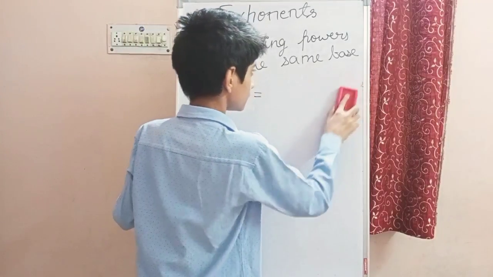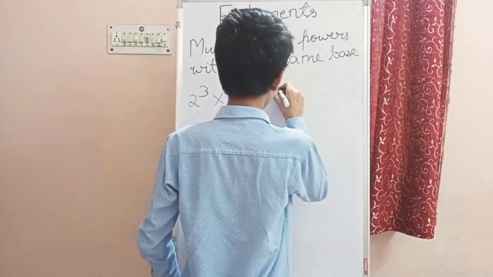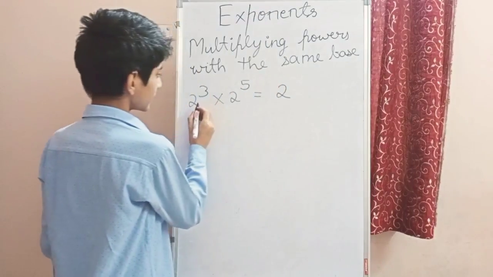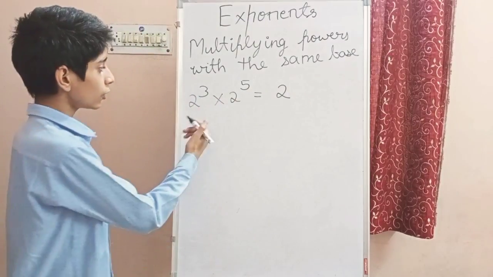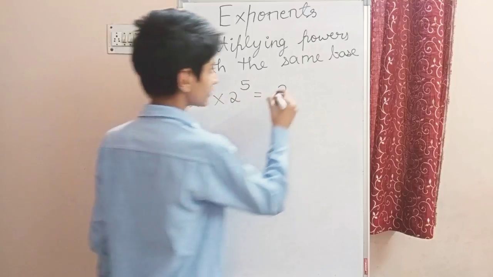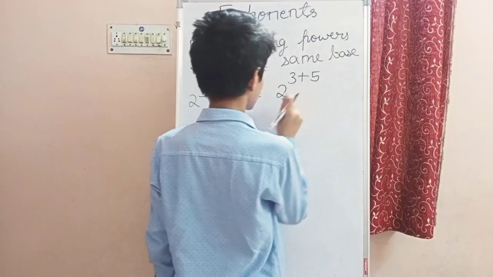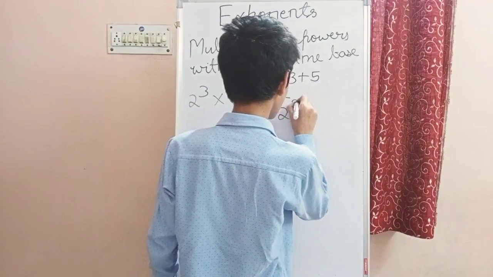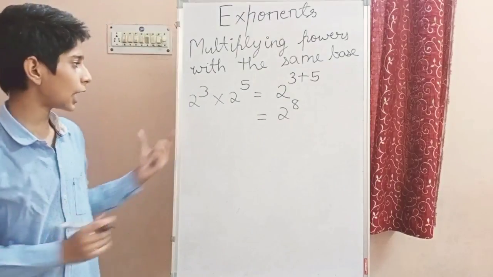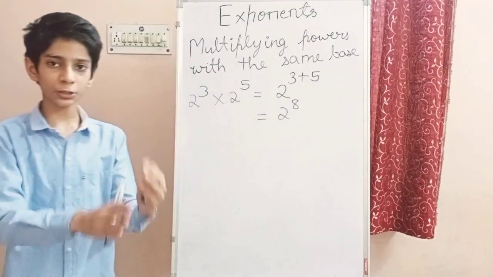Now, if these type of questions come, then we simply write here 2, and here both the numbers are 2 only and the powers are changed. So what will we do? We will do 3 plus 5. So we will do addition in powers. So 2 raised to the power 3 plus 5 becomes 2 raised to the power 8. Okay, so now you are clear how to do this type of question. It simply comes as 2 raised to the power 8.